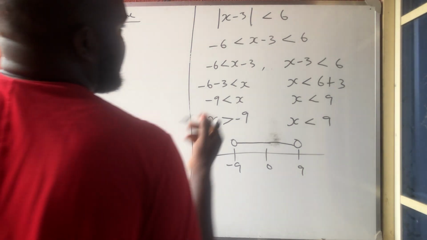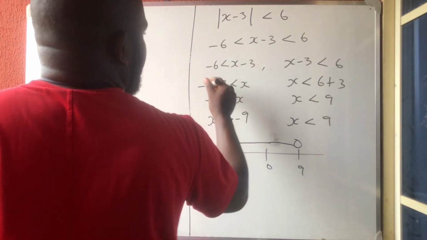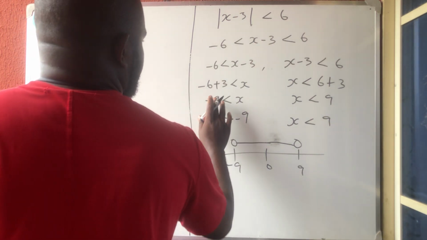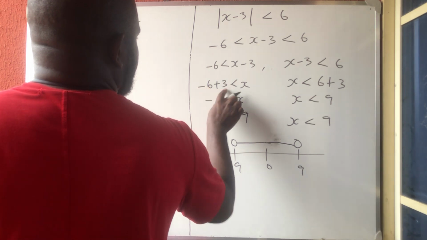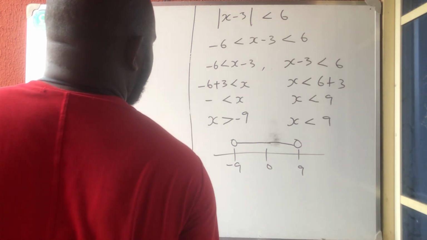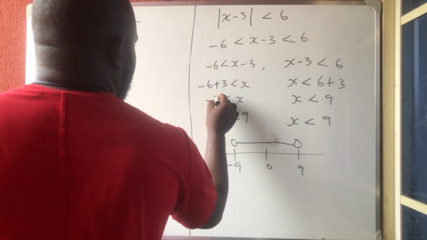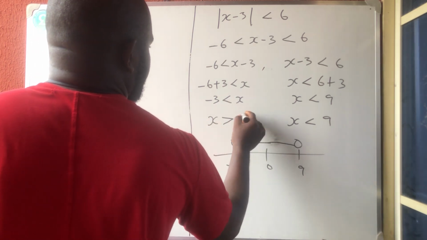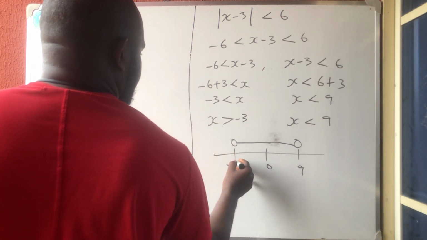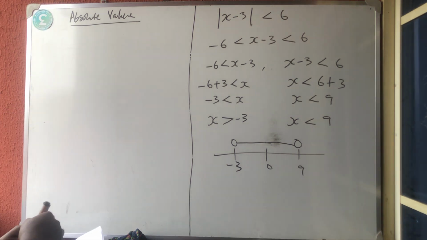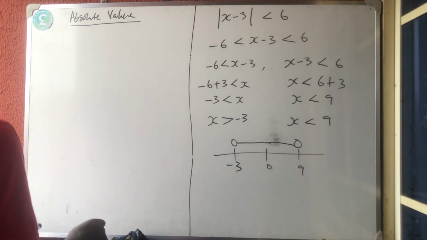Oh, sorry, there is a mistake here. This is minus 3, moving here to be plus 3, sorry. So I'm having here to be minus 6 plus 3 is minus 3, sorry. Please be guided with collection of like terms.